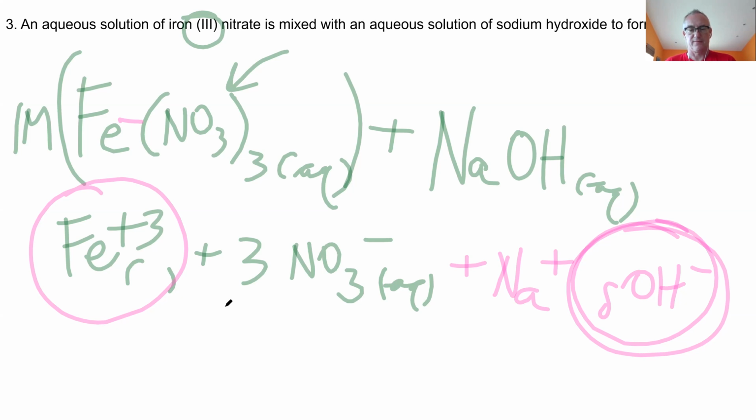Iron 3 hydroxide. There you go. Iron 3 hydroxide, that's the important thing. It's iron 3 because iron 3 is the ion that's present in solution. And so it's going to be iron 3 hydroxide that forms a solid and precipitates. So what is the formula for iron 3 hydroxide?